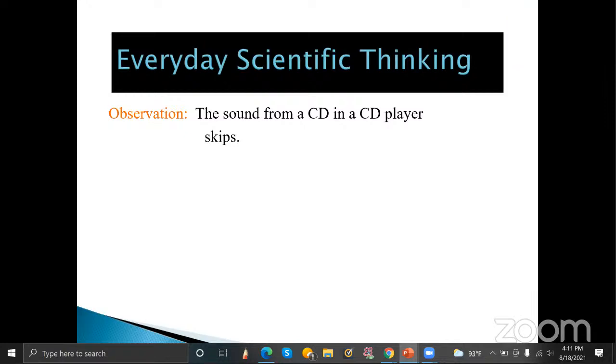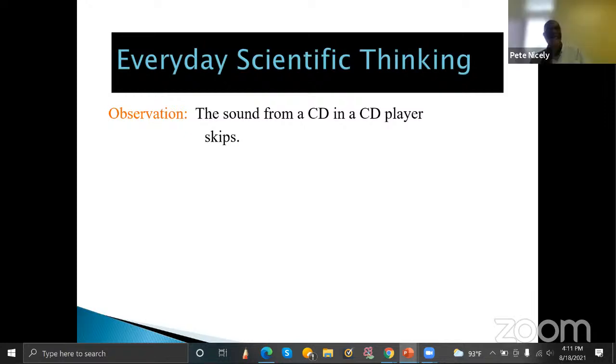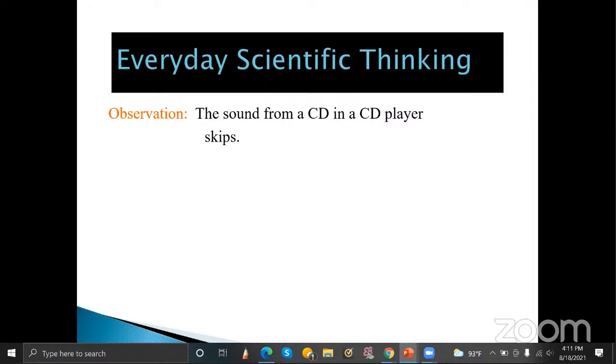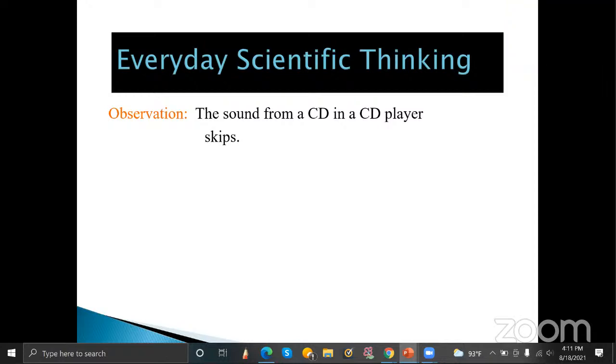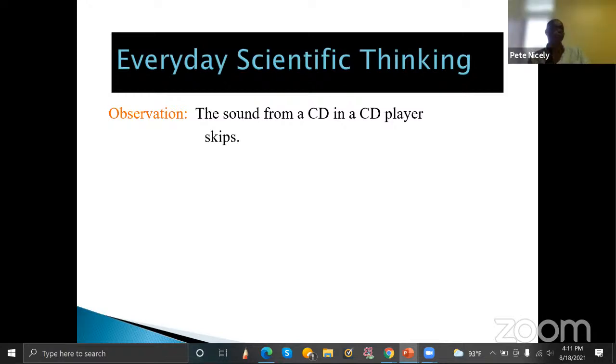Someone said that it might be because the CD is scratched. So that's one possible reason. You know, there's a defect in the CD itself. Is there any other possible reasons? The CD player is defective. Okay, so that's another good answer, right? So there are two possible reasons why the sound from the CD skips. Something is wrong with the CD itself, or something is wrong with the CD player.